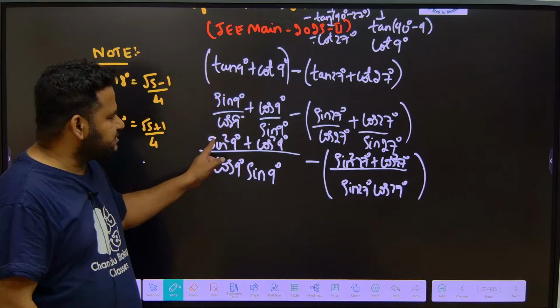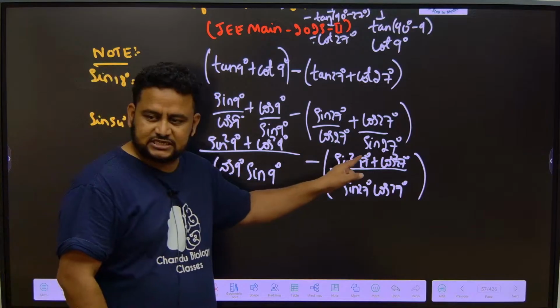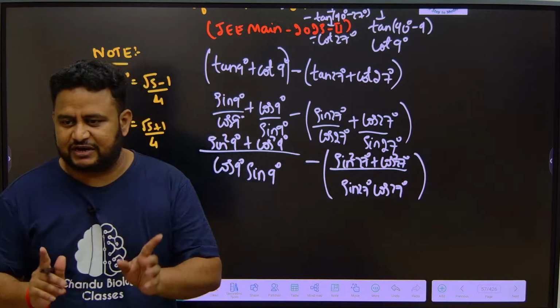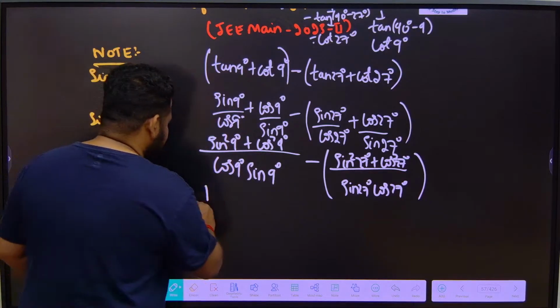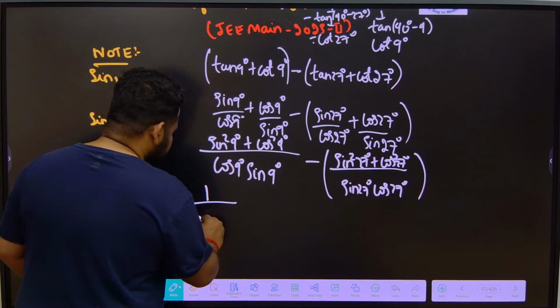So this is nothing but sin square theta plus cos square theta. This is also sin square theta plus cos square theta. First identity: the answer is 1. We are using the first identity. So this will become 1 by cos 9 sin 9.